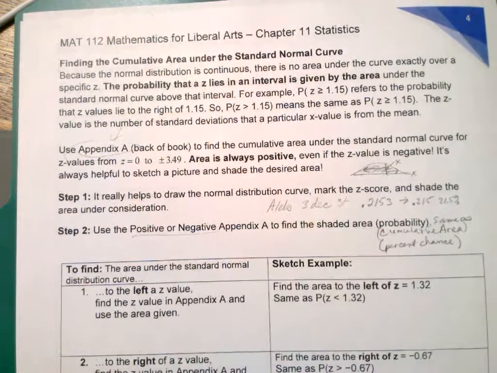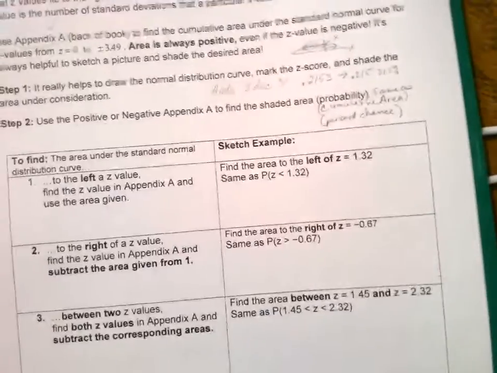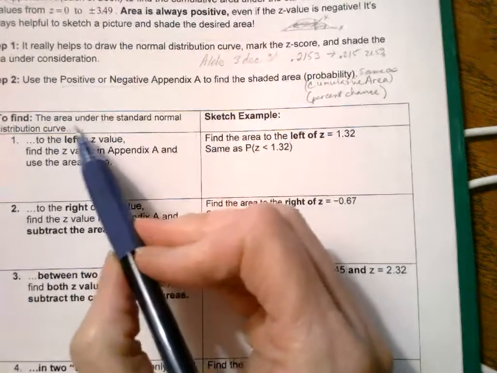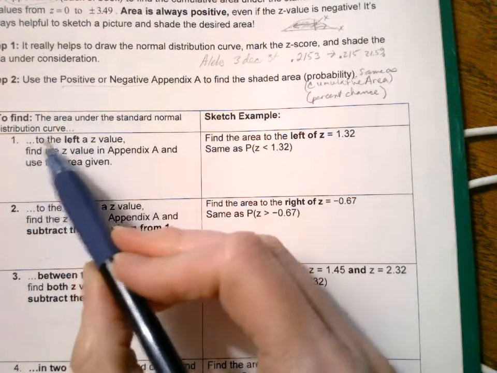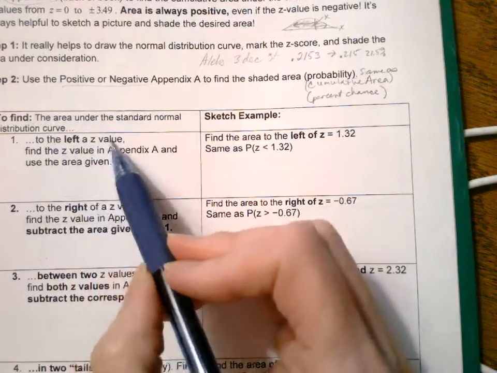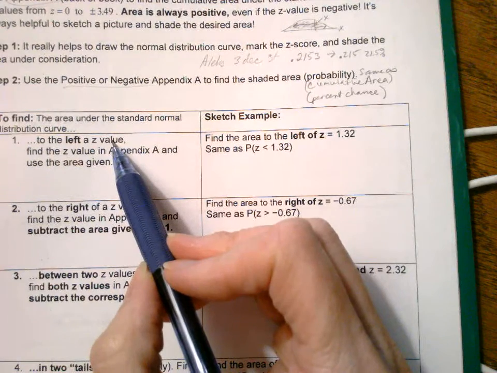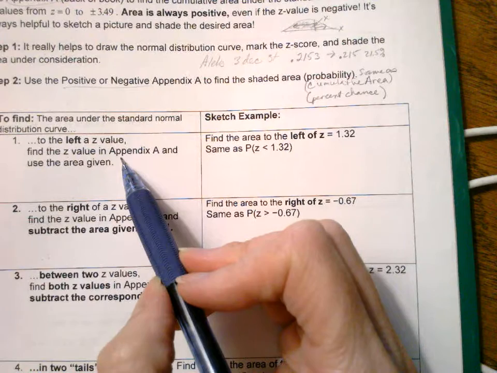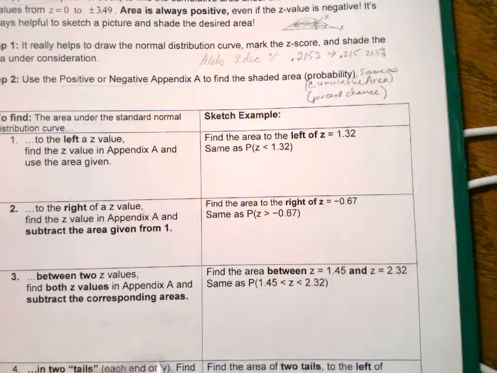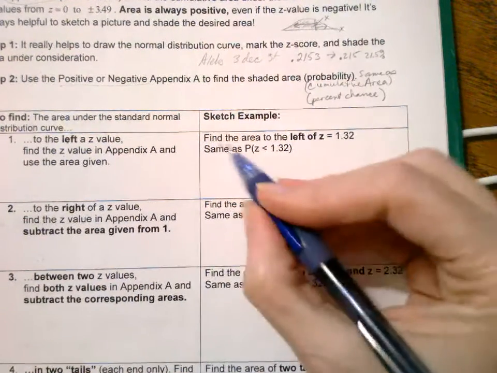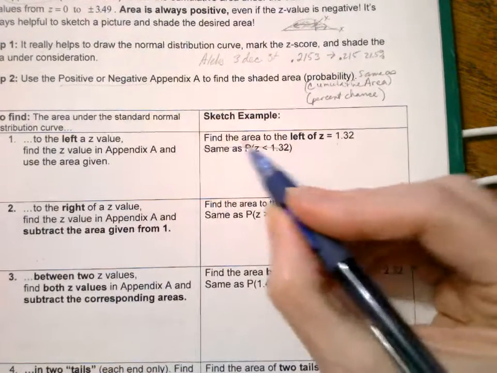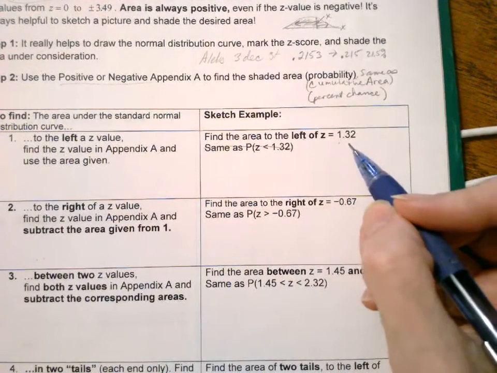So I have the positives and negatives at the end of this thing, so I'm going to use those. All right. So to find the area under the standard normal curve to the left of the z value, find the value and I'm just going to show you how. Let's look at this over here. Find the area to the left of z. Alex usually doesn't have this; they're just going to say to the left of this.